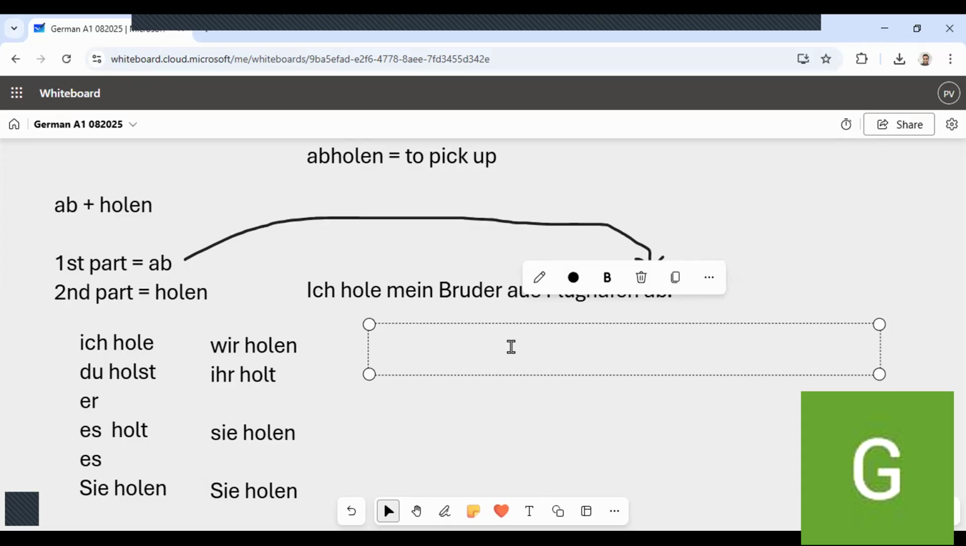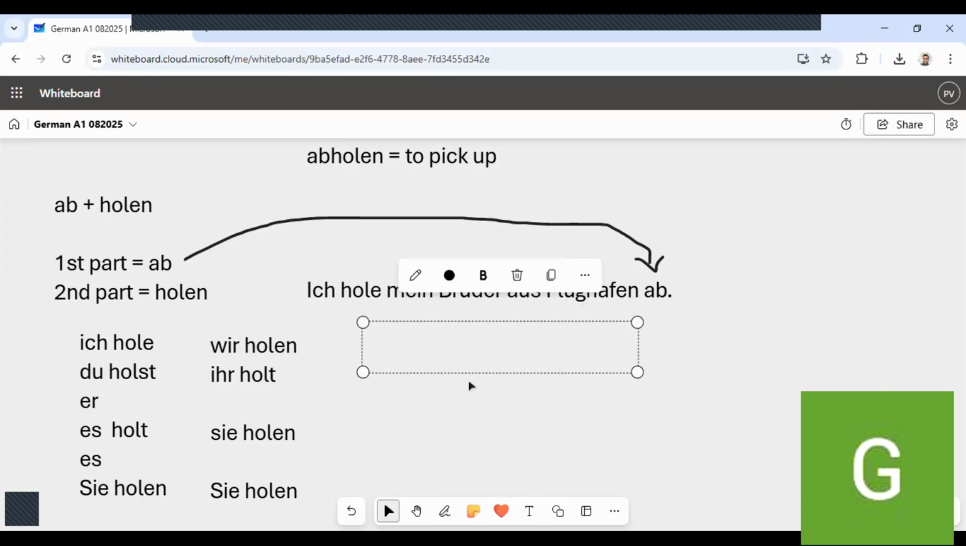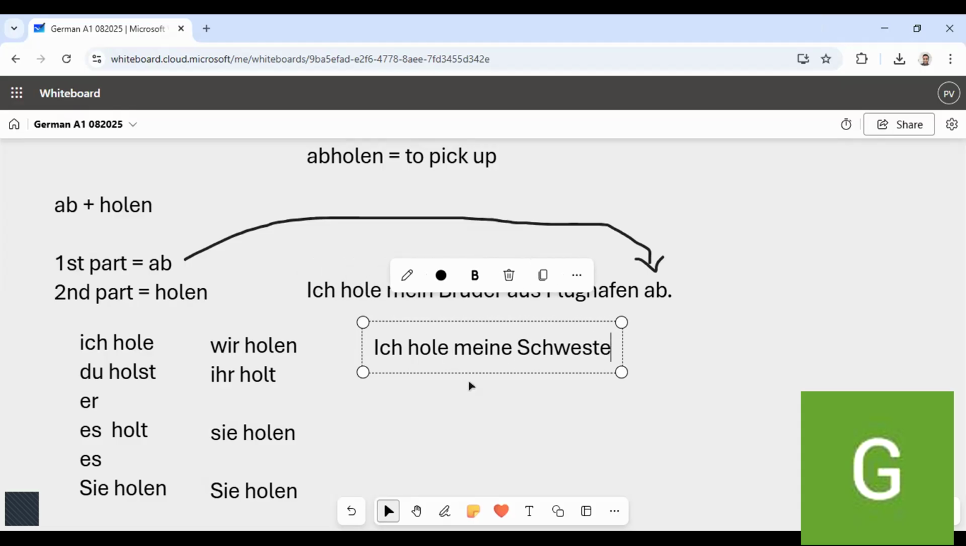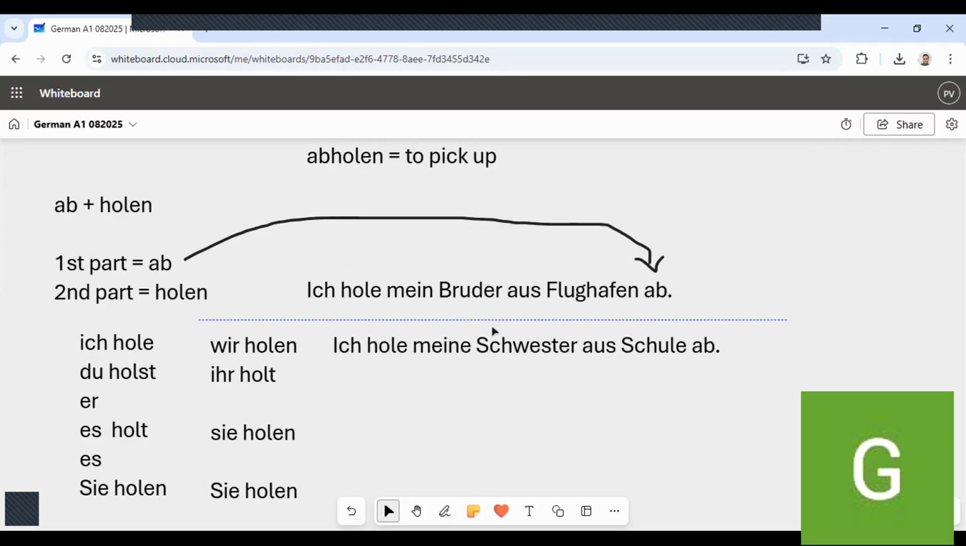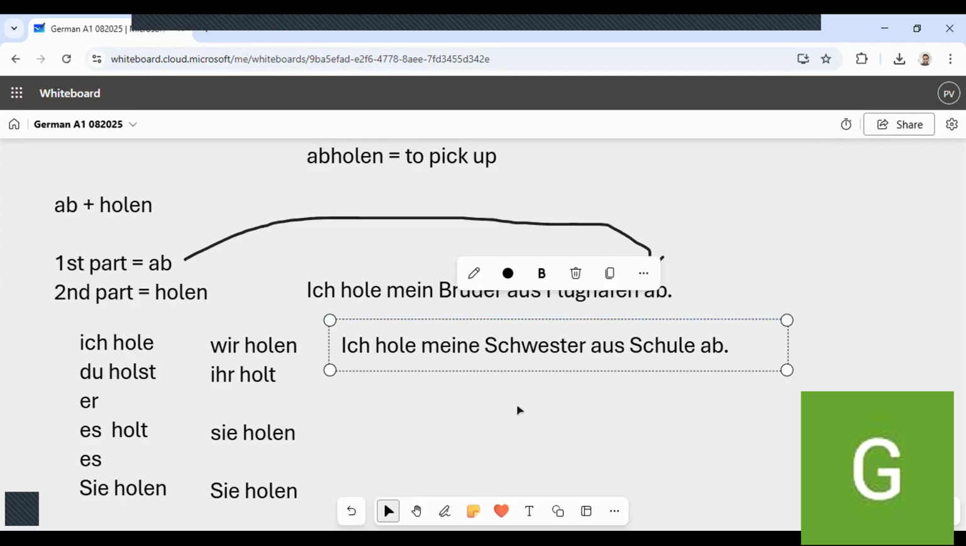How will you make a sentence? Can anybody tell me? Ich hole meine Schwester aus der Schule ab. Very good. Ab will come at the last. So what's happening here in the sentence is that the first part is coming at the very last of the sentence.